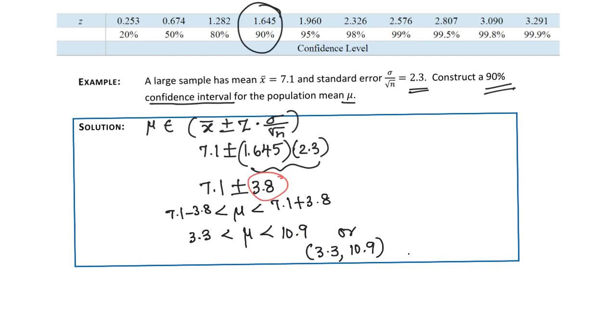So this value, that is the margin of error. And remember that we calculated that by multiplying the critical value, the z score, times the standard error.